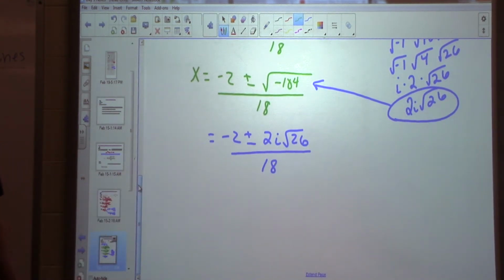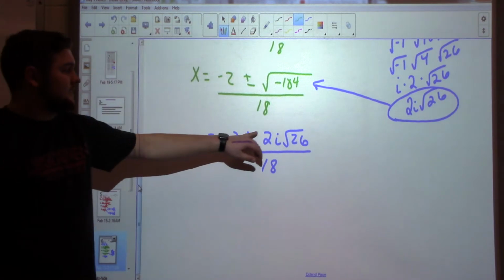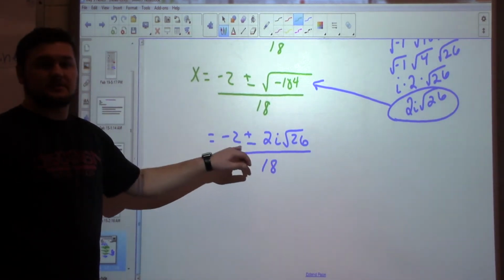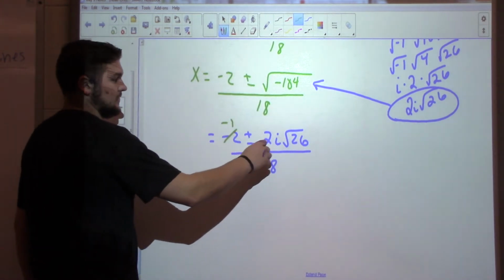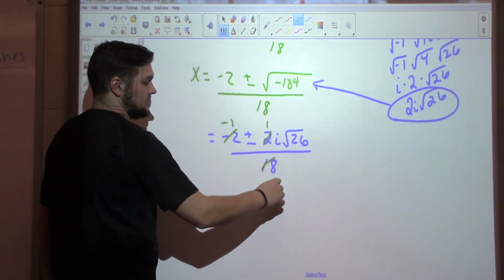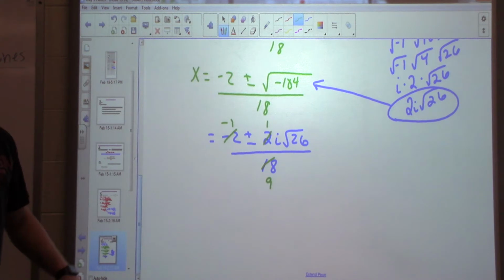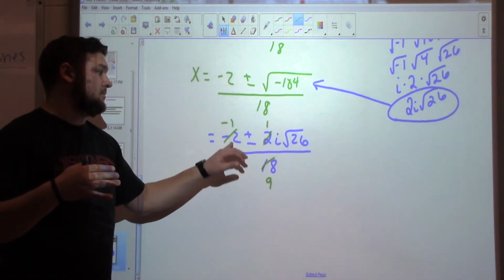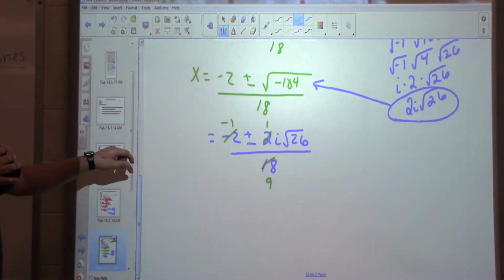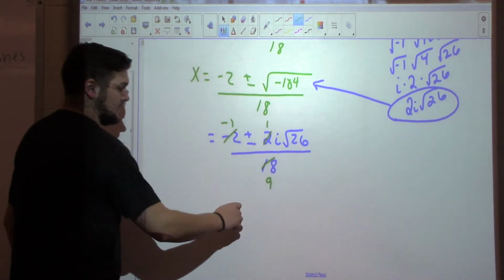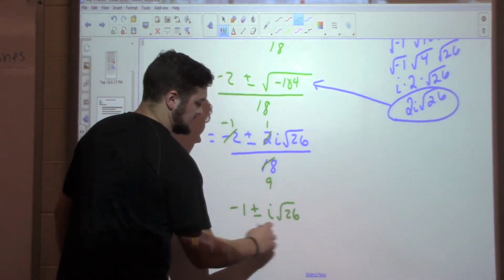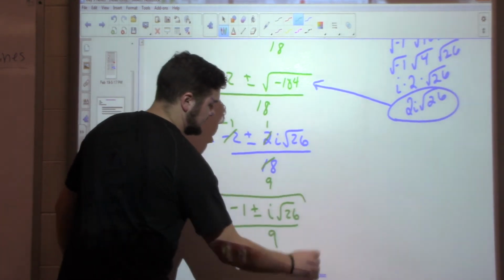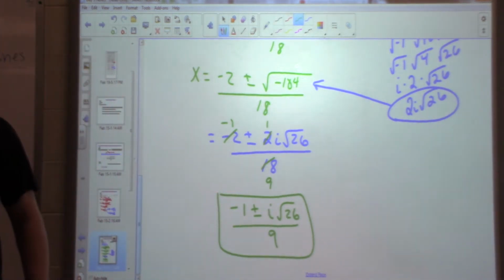One more step, guys. I can take a 2 out of all 3 of my pieces, and then I'm done. Take a 2 out of here, I get negative 1. 2 out of here, I get 1. 2 out of here, I get 9. You have to make sure you can factor it out of all 3 of your pieces, otherwise you can't do it. So we get negative 1 plus or minus i square root of 26 over 9. That's our final answer.